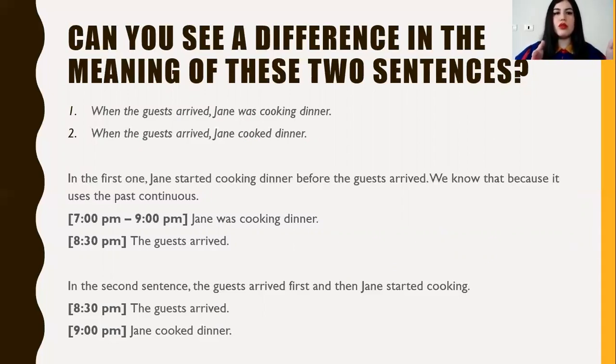And in the second one, when the guest arrived, Jane cooked dinner. It's telling us that the guest arrived first and then Jane started cooking dinner. So that's why we use these different tenses to tell us which action happened first and to tell us the context of the events that happened in this story. Okay?